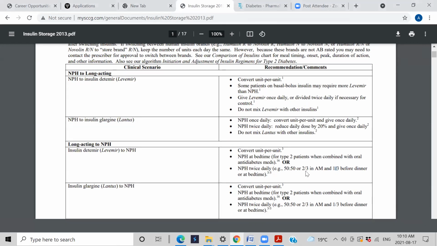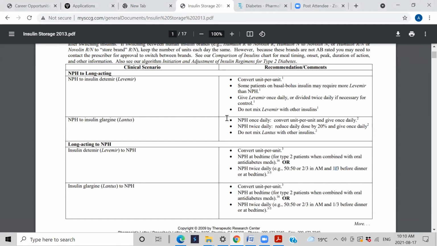If we are converting a patient from the intermediate NPH to a long-acting insulin, something like Levemir, for example, we convert it unit by unit. So if the patient is receiving 50 units of NPH, he will be receiving 50 units of Levemir.